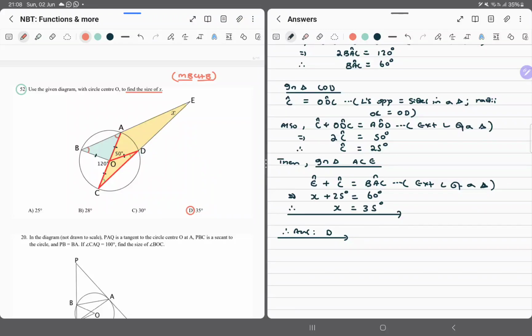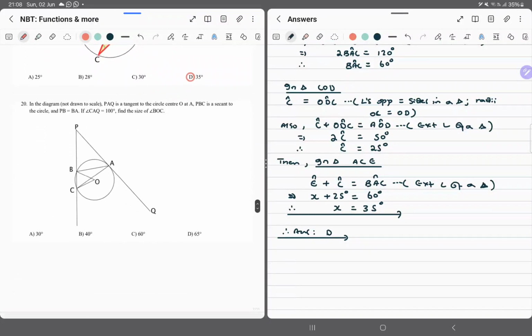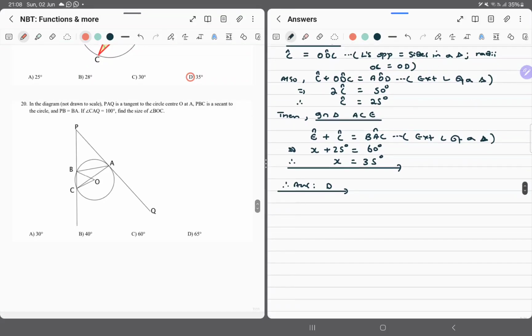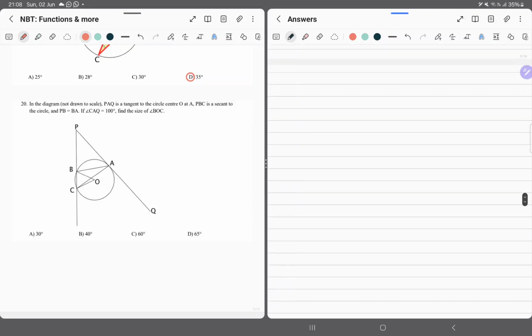Anyway, guys, again, I'm losing time. So number 20, must feel like page and number 20. Excuse me for that.